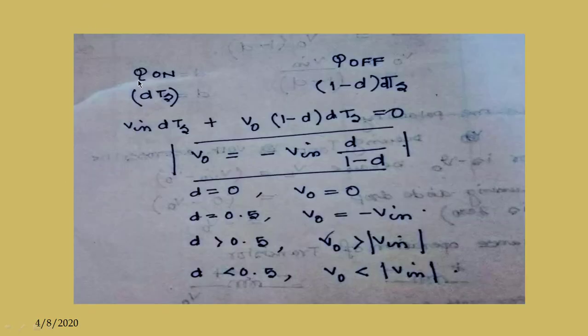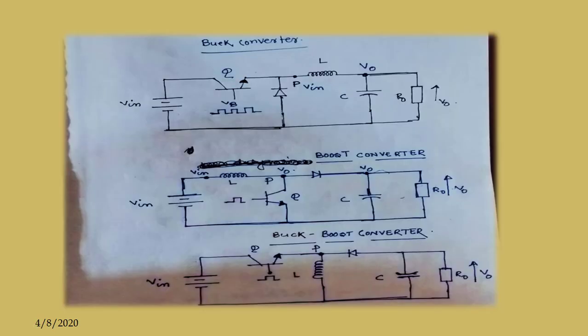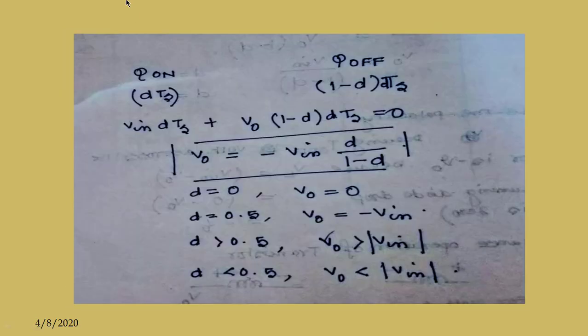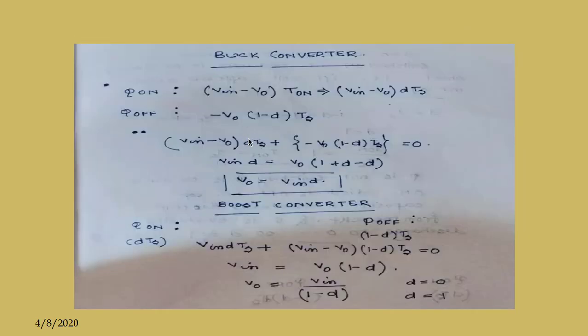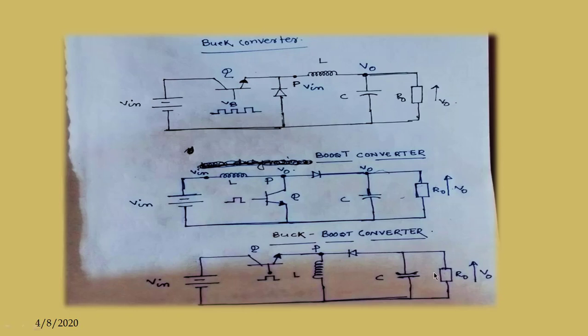Now when the BJT is on for the DTs period, the input voltage V in will appear across this inductor. So it is V in into DTs. And when the BJT is off, the voltage is V naught, and I have assumed the direction of the voltage is in this same direction.